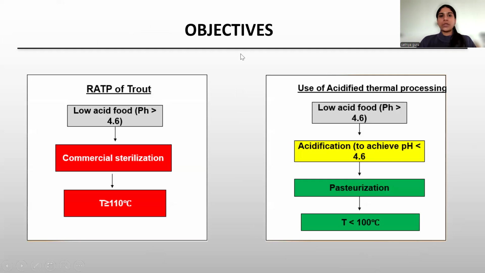This slide represents the objectives of the study, which compares conventional and acidified thermal processing. Conventional thermal processing relies solely on heat, which requires higher temperature for processing that might affect color and texture of trout. On the other hand, acidified thermal processing combines heat and acidity, which may allow lower temperature for processing while still ensuring microbial inactivation. So, the goal here is to determine which method better preserves the quality characteristics of trout.